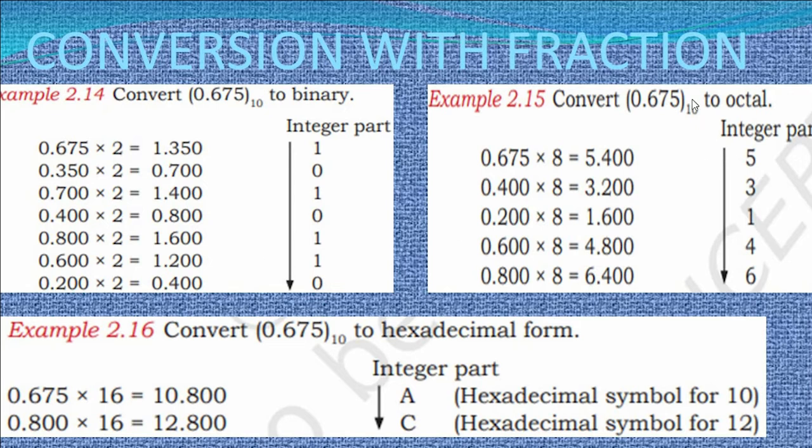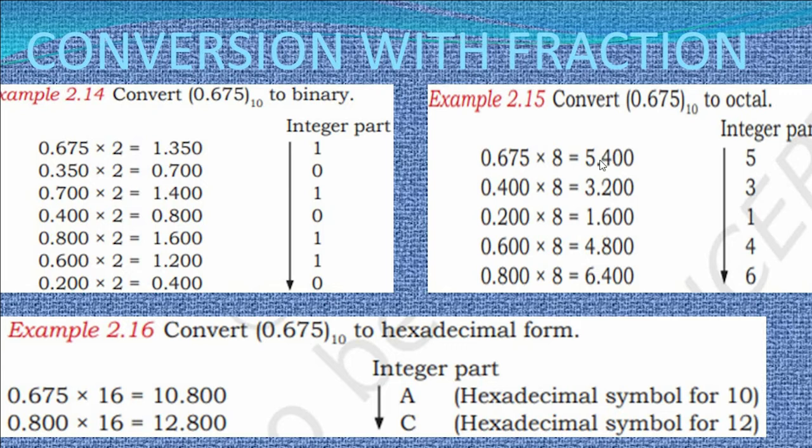Now if we want to convert 0.675 in base 10 to octal, which is base 8, we multiply it by 8 because that is the base we want to convert it to. So that gives us 5.4. Now we take the integer part and write it down right here. So for this one, 5 is the integer part.